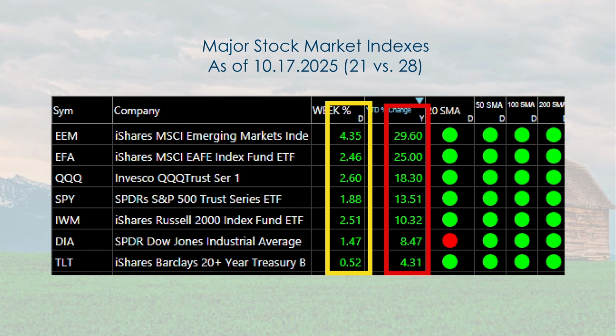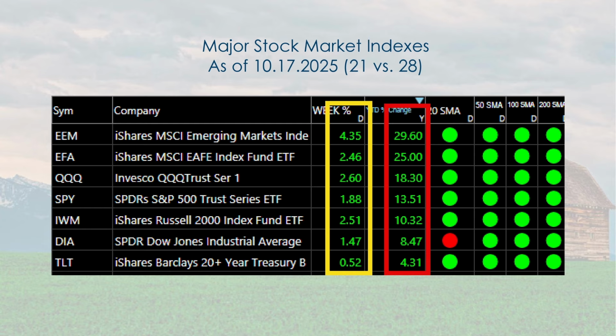Okay, let's get right into the dashboards. The first dashboard is the stock market indexes, 4 U.S. equity indexes, 2 foreign indexes, developed markets and emerging markets, and the long-term government bond ETF, TLT. In the yellow box is the results of all 7 of those indexes or ETFs last week.